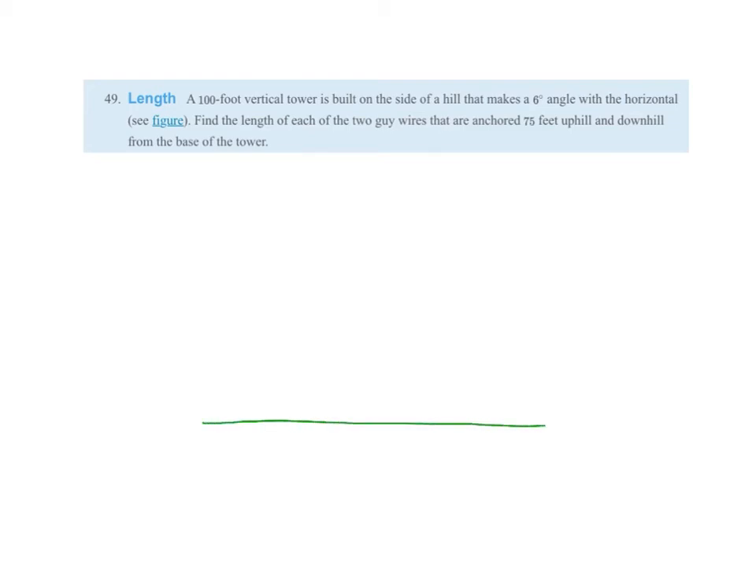So here's the hill. Let's say this is 6 degrees. And we have a tower that is vertical, and that is 100 feet. So what we have is a parallel line here. So it's similar, if you already watched the video on the flagpole problem, it's similar to that. And let's see. So 6 degrees, then we want to find the length of each of the two guy wires that are anchored 75 feet uphill and 75 feet downhill from the base of the tower.